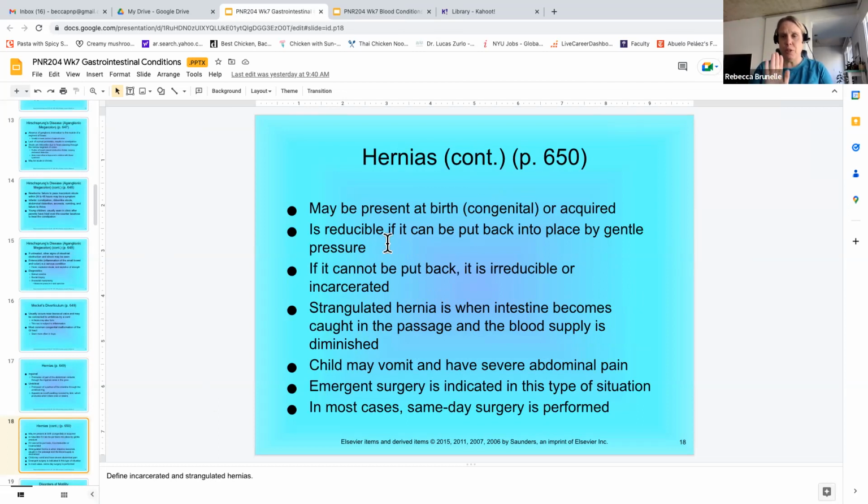It's considered reducible if you can push it back in easily. And if it's not reducible, then you need to be worried about it being incarcerated. So strangulated, incarcerated, they're not getting blood flow to that section that's pouching out, and that requires surgery. So if it's soft, you can push it back in and it doesn't bother them, they don't necessarily need to have surgery. But if you're not able to easily push it back in or it's really painful, that's an indication they're not getting blood flow to that tissue that's pouching out and they need to have surgery to repair it.